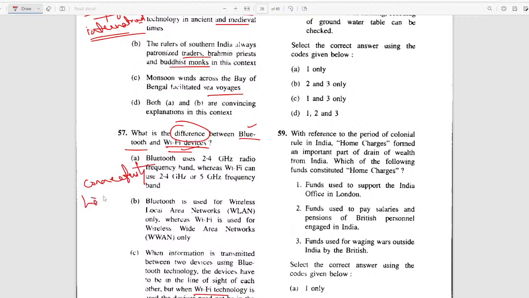Now they are talking about Wi-Fi also, 5G networks. So go through that. What is the difference between 4G and 5G or 2G, or if there is any other technology?